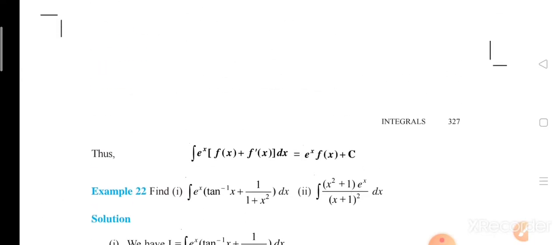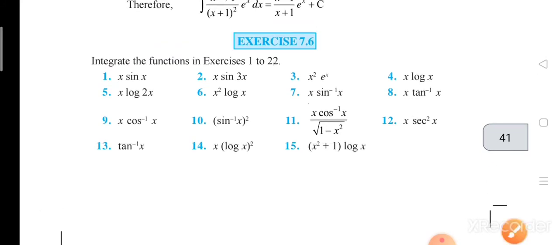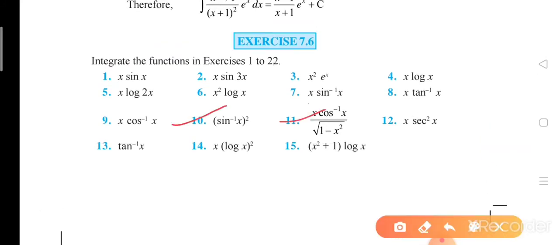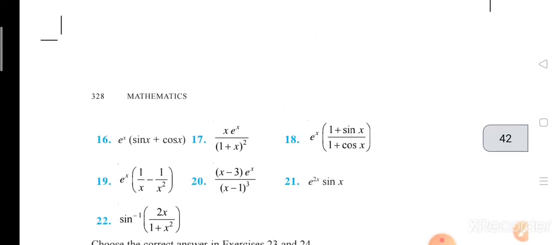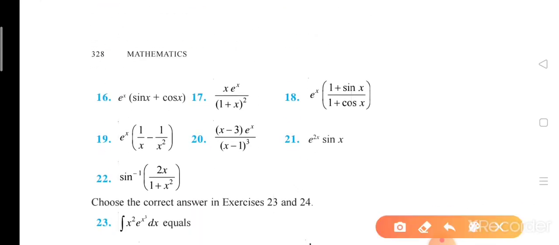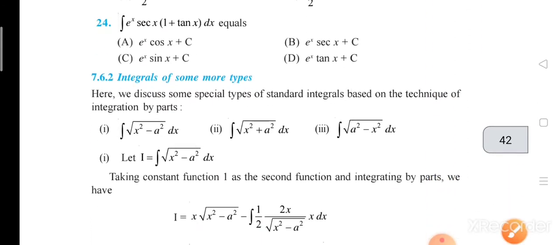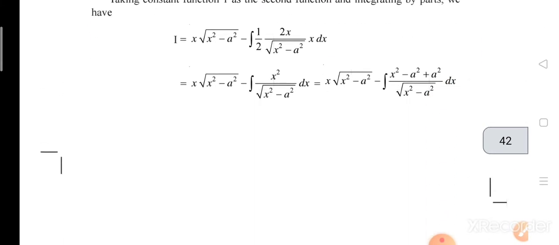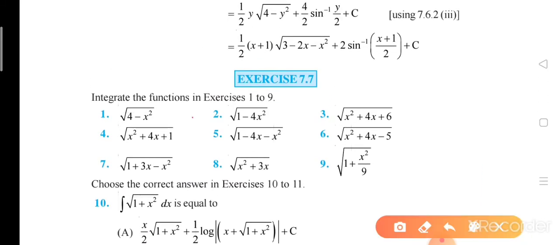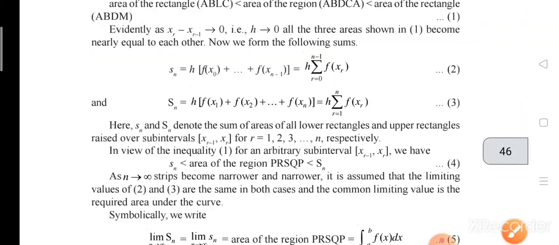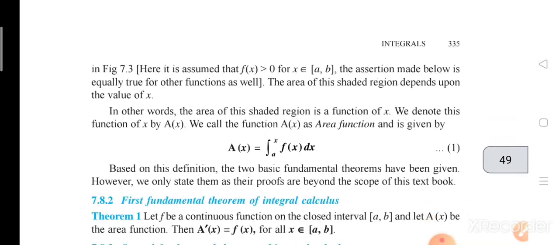Now exercise. Here question number 10, 11, 14 and 15. These 4 problems from 7.6. And from these problems we have 19, 20 and 22. Integrals of some more types, all examples. And from 7.7, 2 and 9. These are sufficient. 7.8 is not in syllabus.